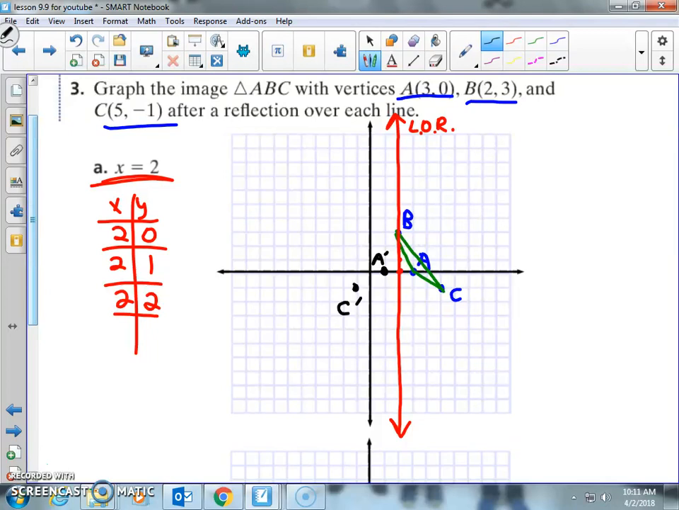Look at point B. It's on the line of reflection. I don't have to travel anywhere. So B prime is also in that same spot. And when I connect the dots, I have the exact same triangle just on the other side of the line of reflection.